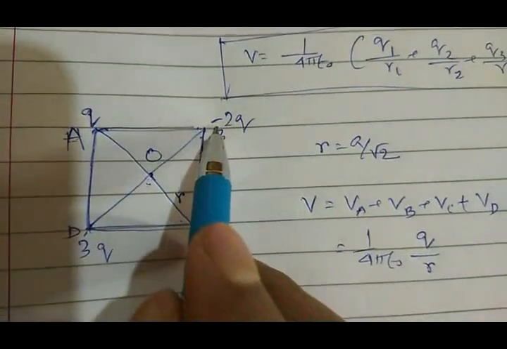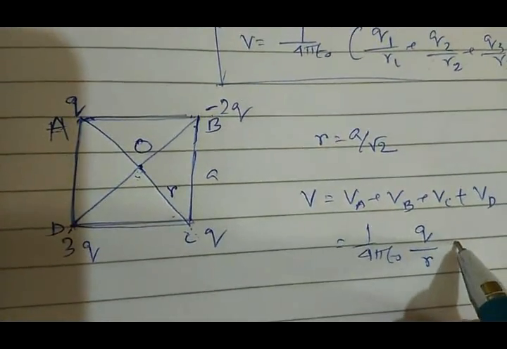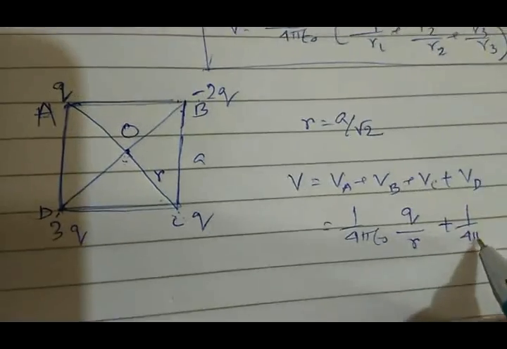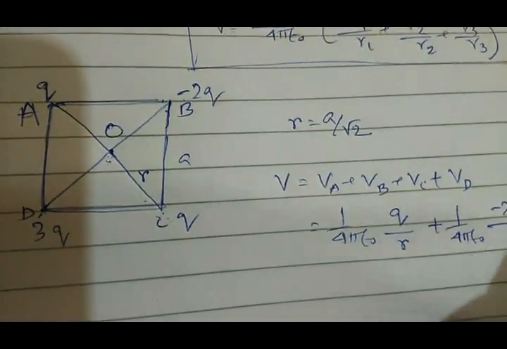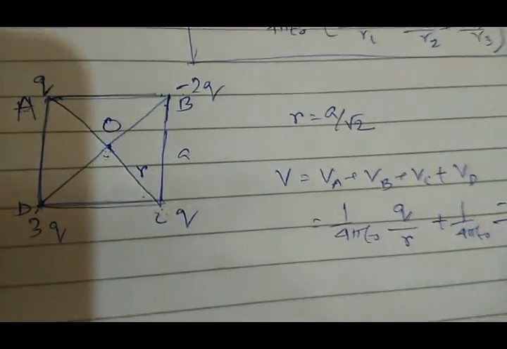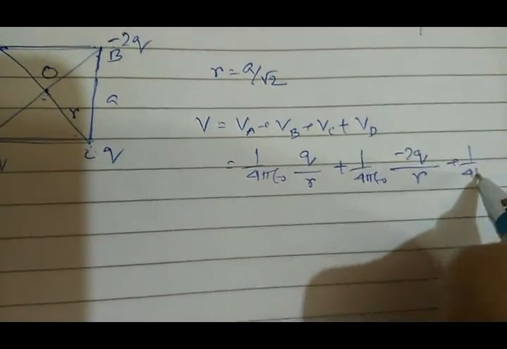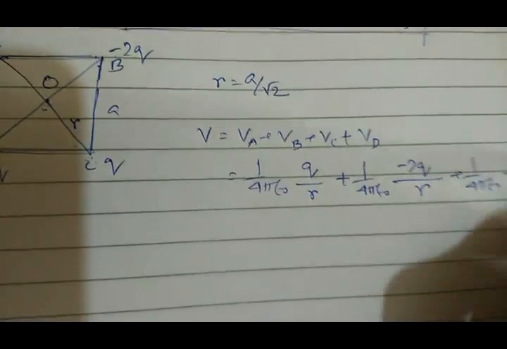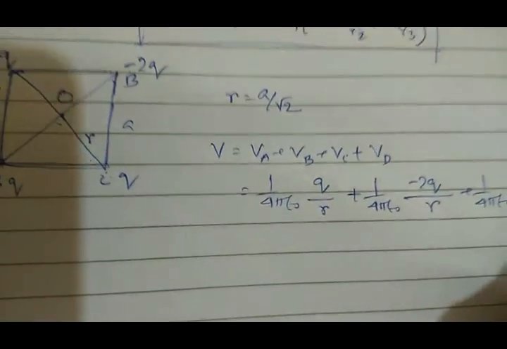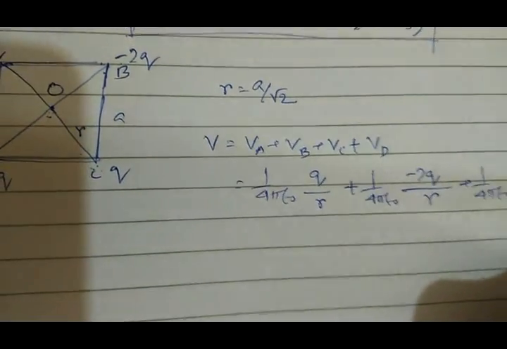Now VB, here is a minus charge, so you can write plus 1 by 4 pi epsilon naught, minus 2Q divided by distance R. Now VC is 1 by 4 pi epsilon naught, again Q by R, plus 1 by 4 pi epsilon naught due to VD, 3Q by R.